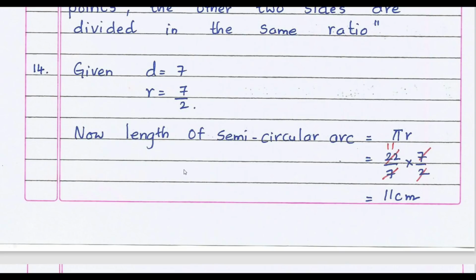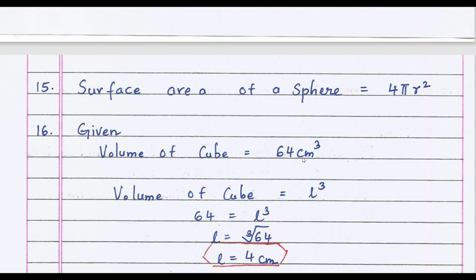Given, we need to find the length of the semicircular arc. The length of an arc is 2 pi r. Since it is a semicircular arc, 2 pi r divided by 2 we get pi r. The length of the semicircular arc is pi r. Pi value is 22 by 7 into 7 by 2, we get 11 centimeter.